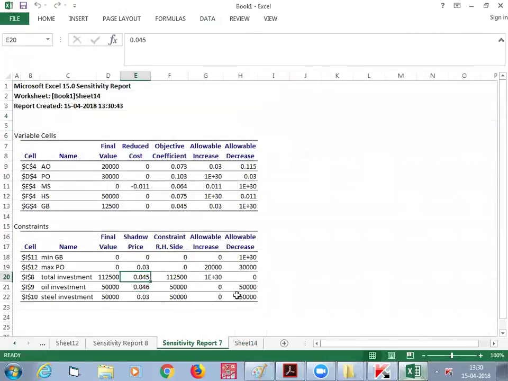What do you see? Total investment, the dual value is 4.5%. Okay, so any additional investment will just give you 4.5. So the marginal rate of return was 6.9%. It's come down to 4.5%. Okay? All right, and now it can go on till infinity, really.